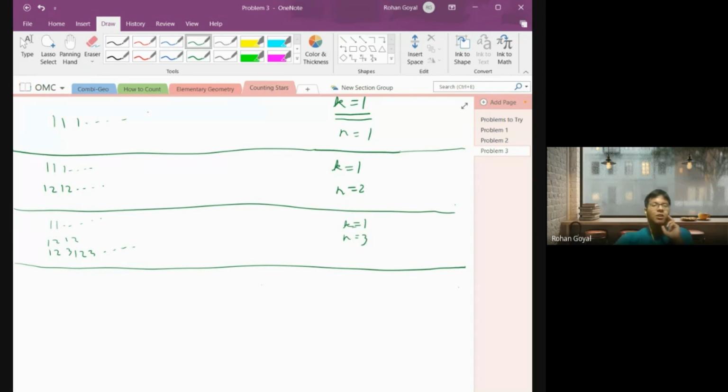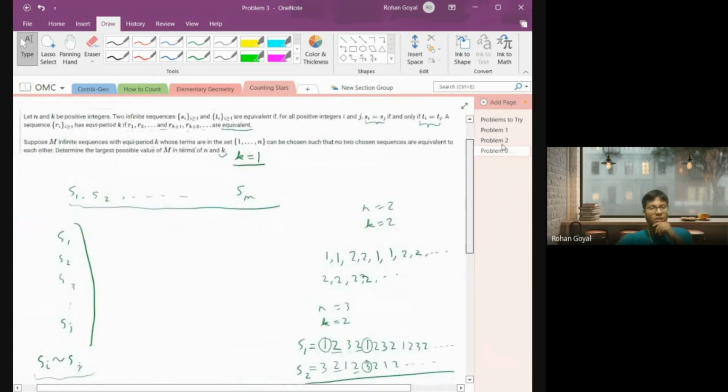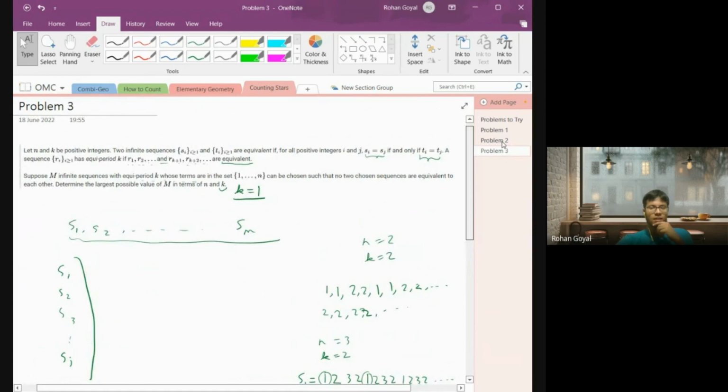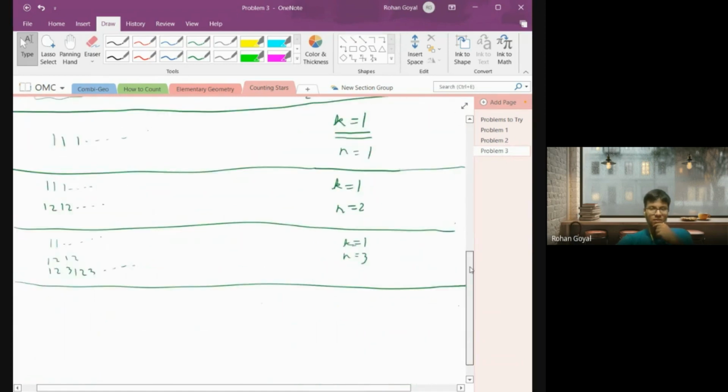So I'll not go through this further, and I'll leave you at, okay, k equal 1, the answer should be just n. And you can try to prove that these are the only sequences. I think you have enough to be able to prove this.